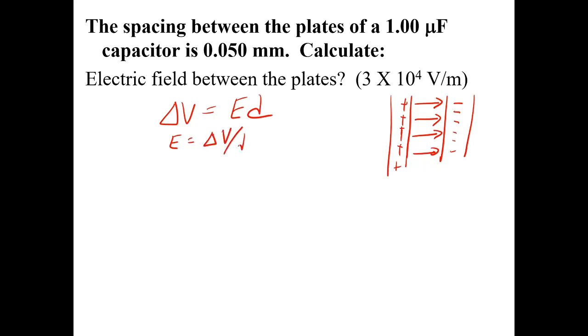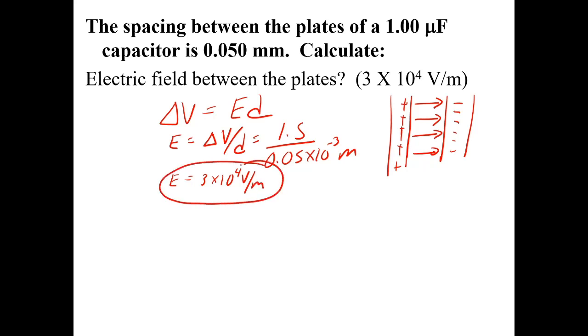So these are some pretty easy calculations. It's just a matter of remembering things and remembering which ones to use. And the distance is 0.05 times 10 to the minus third meters. So let me just double check, make sure we're okay. Yeah, and that's 3 times 10 to the fourth, or 30,000 volts per meter.